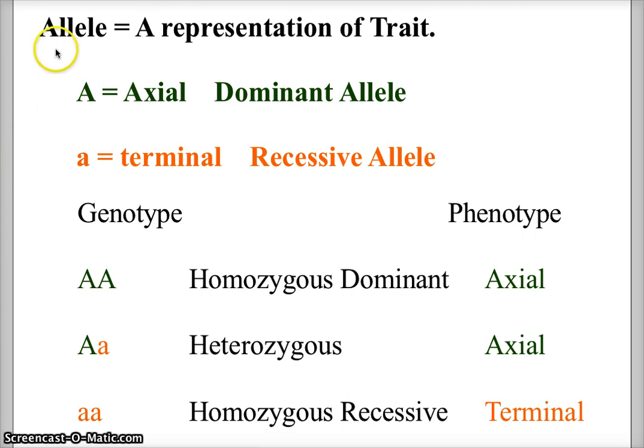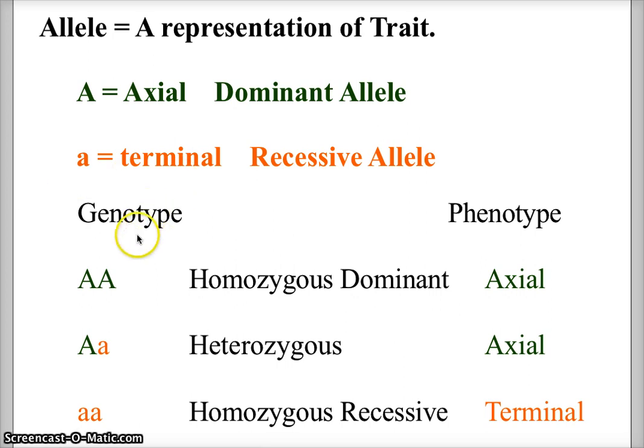So first off, the word allele, A-L-L-E-L-E, that's a representation of the trait. So for one of the traits for pea plants, axial flowers, flowers on the sides of the stem, that is a dominant trait. So we use the allele, capital A. For the terminal flower, flowers at the end of the stem, this is the recessive allele, and we use a lowercase value of the same letter. So lowercase a is terminal. So the alleles are the letters we use to represent a trait. The dominant allele is always a capital letter, and the recessive allele is always the lowercase version of that same letter.